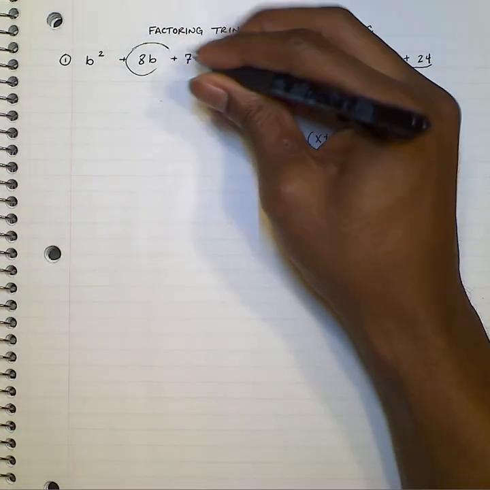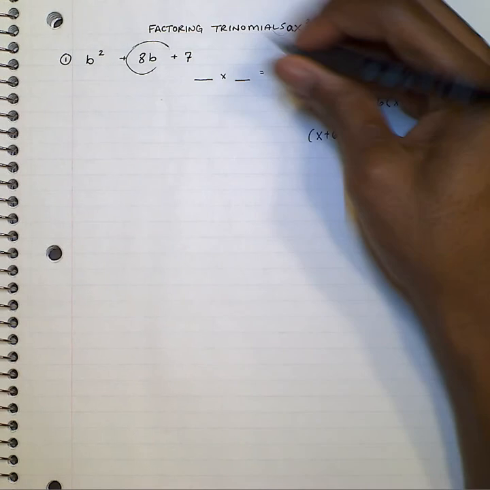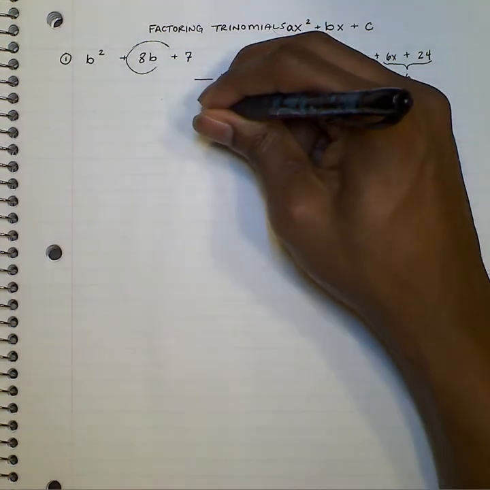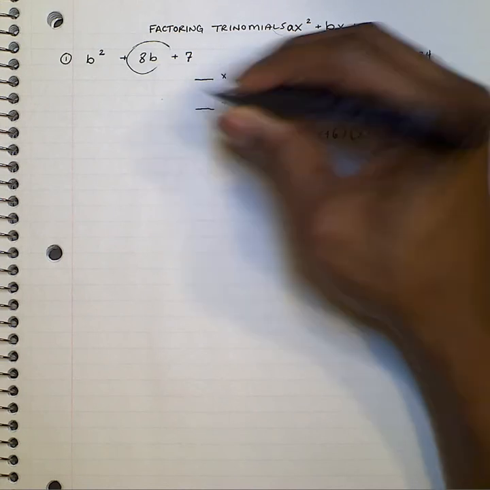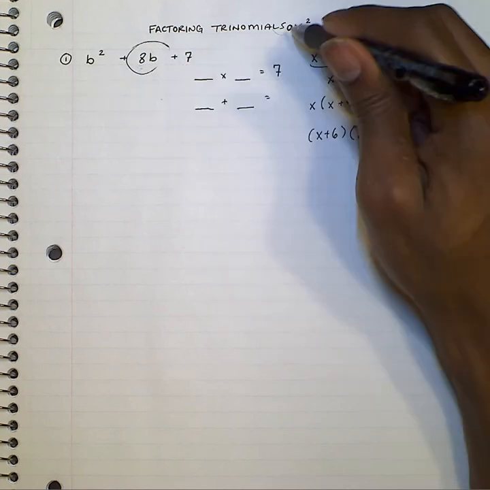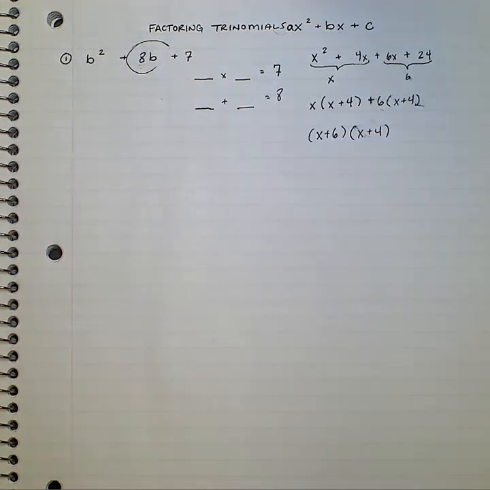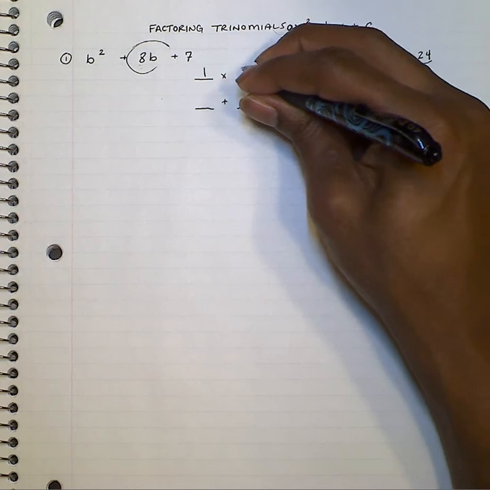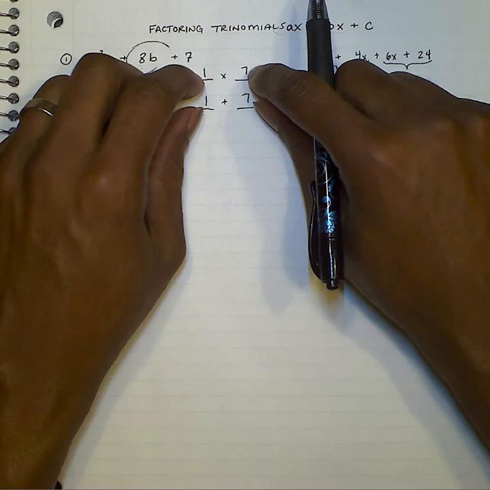You want to find two numbers that, when you multiply, will give you A times C. In this case, let's just say C is 7 today. Two numbers that, when you multiply, give you 7, and two numbers that, when you add, give you B. That's B, the number in front of the variable, not B, the variable. So two numbers that when you add give you 8. I'm going to think of two numbers that multiply to give me 7 and add to give me 8. Those two numbers come pretty quickly to me: 1 and 7. It should be the same for both of these. If it's not the same, then you've got to think about it again.